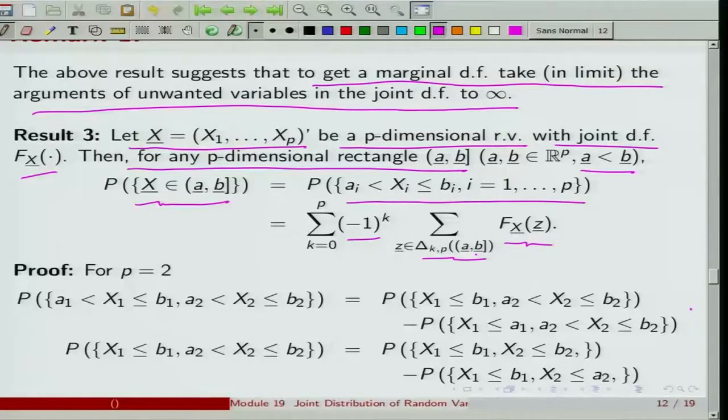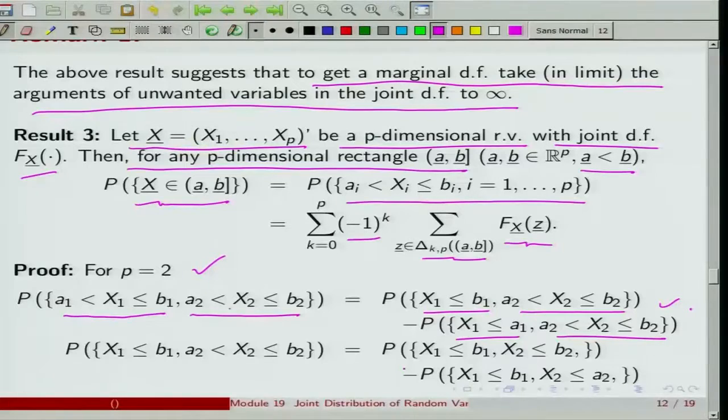So, let us see what happens for p equal to 2. For p equal to 2, we have X1 greater than a1 and less than or equal to b1, X2 greater than a2 and less than or equal to b2. So, this would be the same as, I keep this as fixed, X2 greater than a2 and less than or equal to b2 is fixed. Then probability X1 less than or equal to b1 minus probability X1 less than or equal to a1. So, this is what it becomes. It is by the additive property of a probability function.